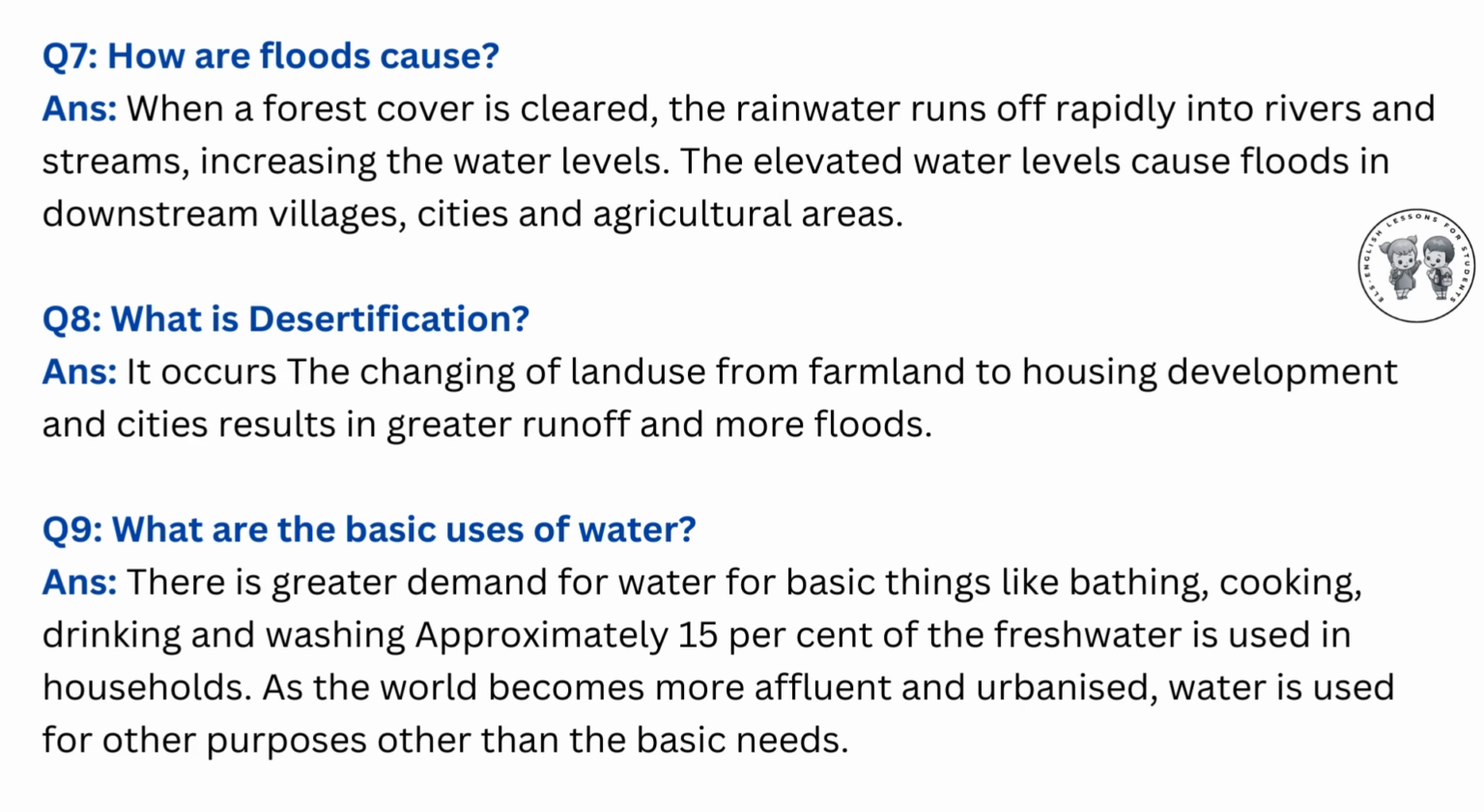Q7. How are floods caused? When a forest cover is cleared, the rainwater runs off rapidly into rivers and streams, increasing the water levels. The elevated water levels cause floods in downstream villages, cities and agricultural areas. Q8. What is desertification? It occurs when the changing of land use from farmland to housing development and cities results in greater runoff and more floods.